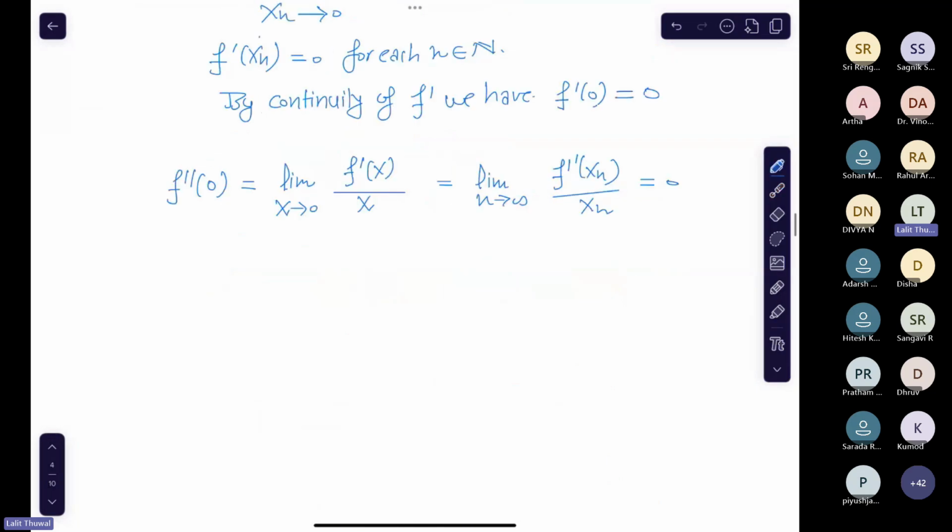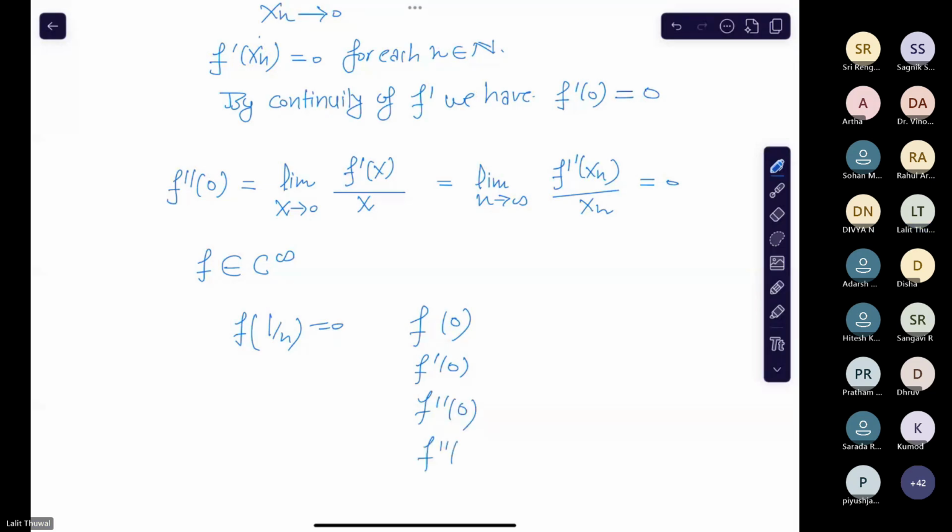Now let me ask you a quick question. Suppose that f is C infinity. C infinity means an infinitely differentiable function. f(1/n) equals 0. So what can you say about the derivatives? All these are 0. Yes or no? Now quickly let me know. Just say yes or no. Yes, sir.